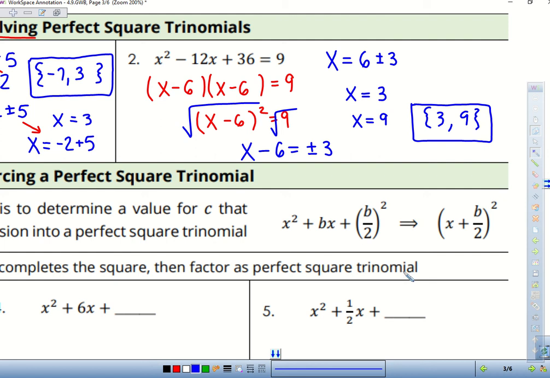So this concept is just to get you warmed up for completing the square. Okay? We're going to be using that concept in completing the square. So that's not like the end all be all or anything. It's just to get you thinking about how you can factor these and then what you can do to solve them.